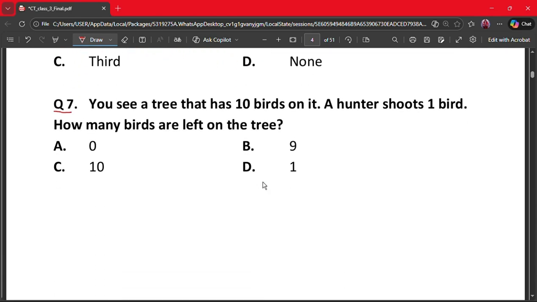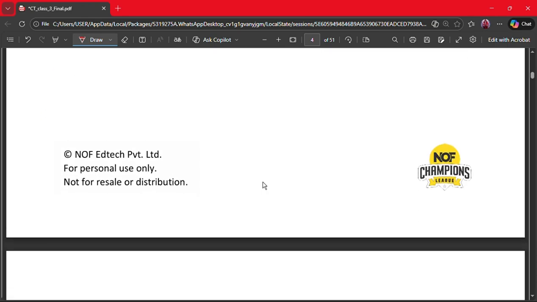Question number 7. You see a tree that has 10 birds on it. A hunter shoots one bird. How many birds are left on the tree? The correct answer is option A, 0. Why? Because if a hunter shoots a gun, because of the sound, all the birds will fly away. So the correct answer is option A, 0.